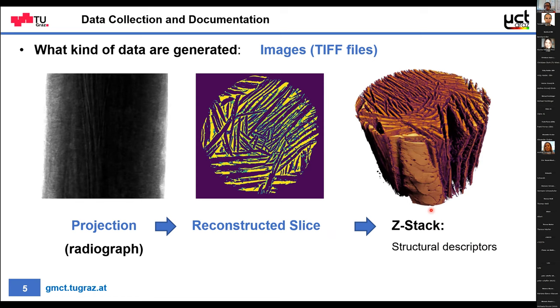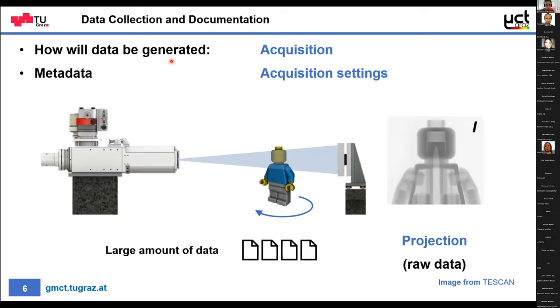Now let's continue with the topic of data collection and documentation. As I said, the data is generated in two steps. In the first part, we do the acquisition. In this case, we have the object in front of the X-rays, and we rotate the object and take a lot of projections. This is a really huge, well, not in comparison to Bernard, but it's a large set of data, depending on the resolution. For me, this is really the raw data.